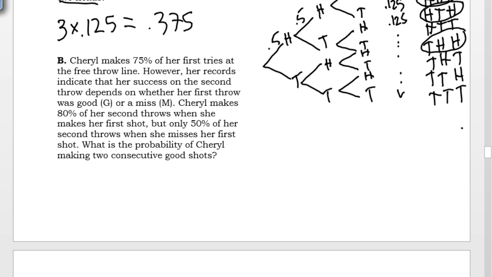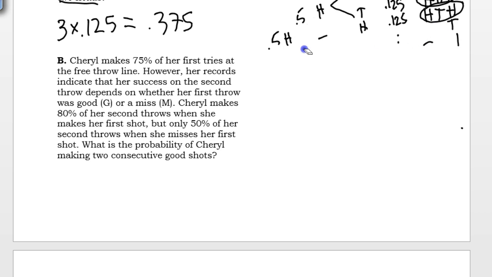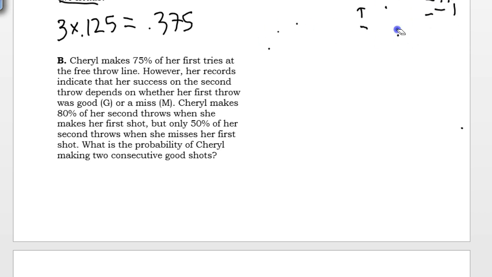Okay, I'm going to erase this big guy so I have more space to do letter B. It says, Cheryl makes 75% of her first tries at the free throw line. However, her records indicate that her success on the second throw depends on her success on the first throw. If she makes the shot, she makes 80% of her second shots. If she misses the first shot, she only makes 50% of her second shots. What is the probability that Cheryl will get 2 consecutive good shots?